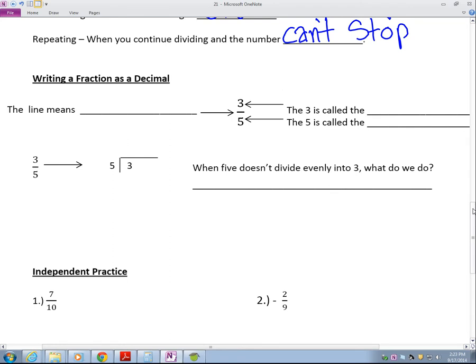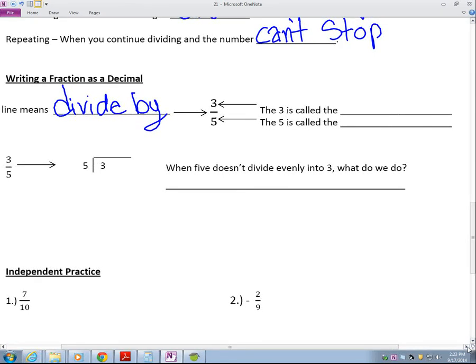This line usually means separating between the numerator and denominator, but this is division, okay? A fraction is a decimal. The line means divide by. This here is the dividend. That's from the beginning of the notes today. This one here is the divisor.